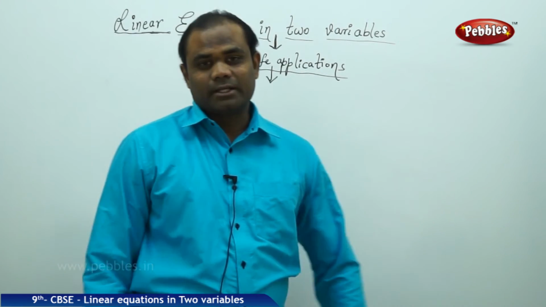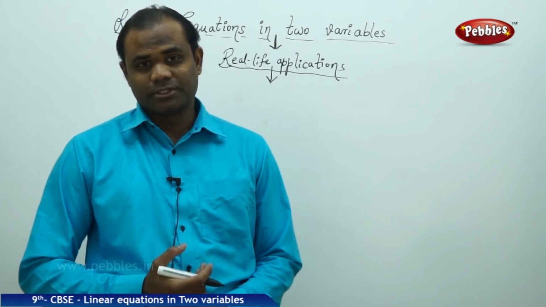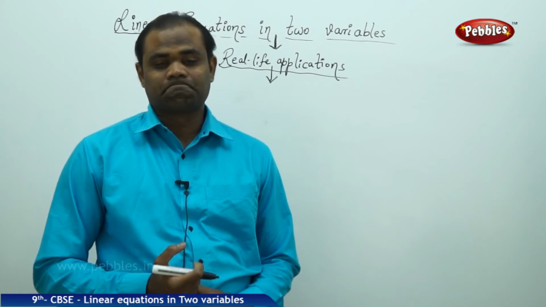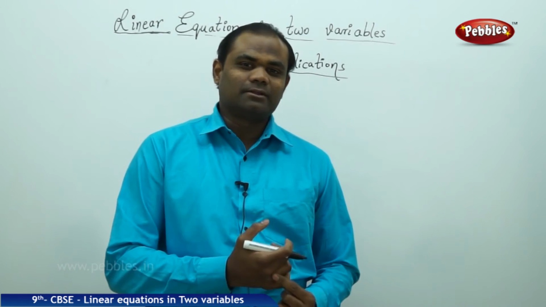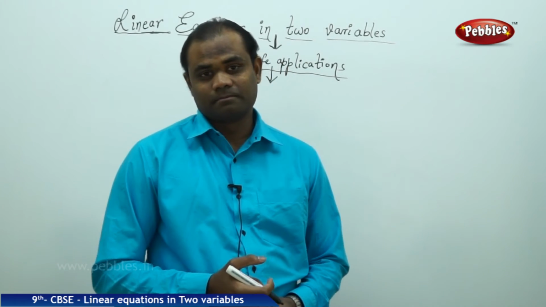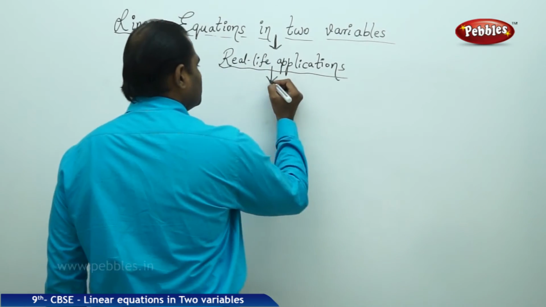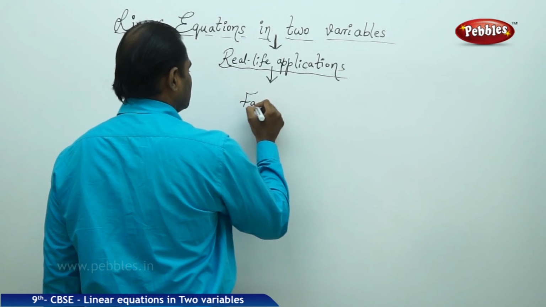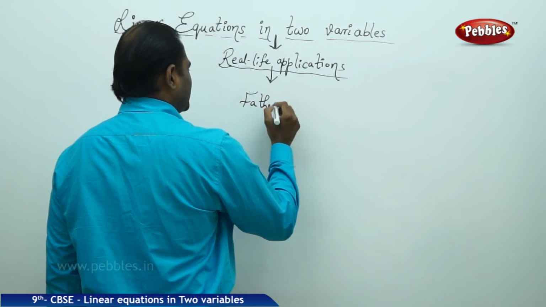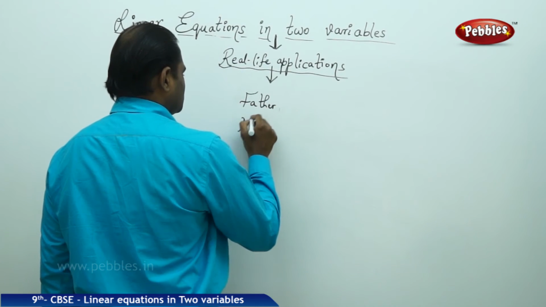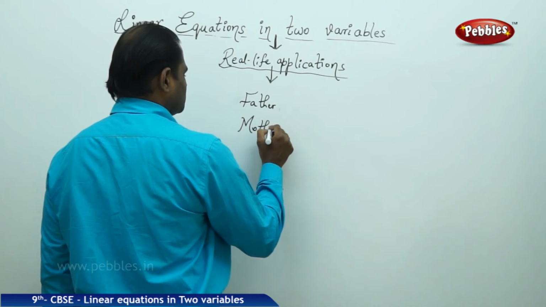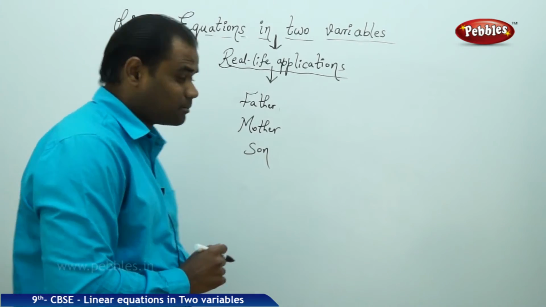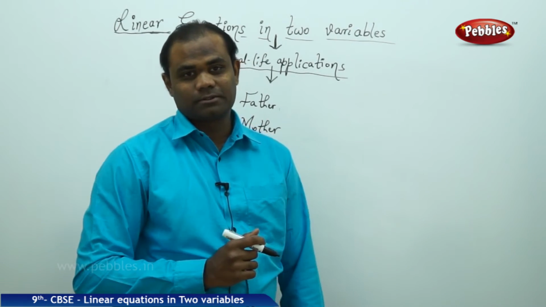So let's take an example problem of a real life situation to understand the concept of linear equations better. For example, I connect this problem with the age of a person. Say a family has father, mother and son, and let's see how this can be connected to linear equations.